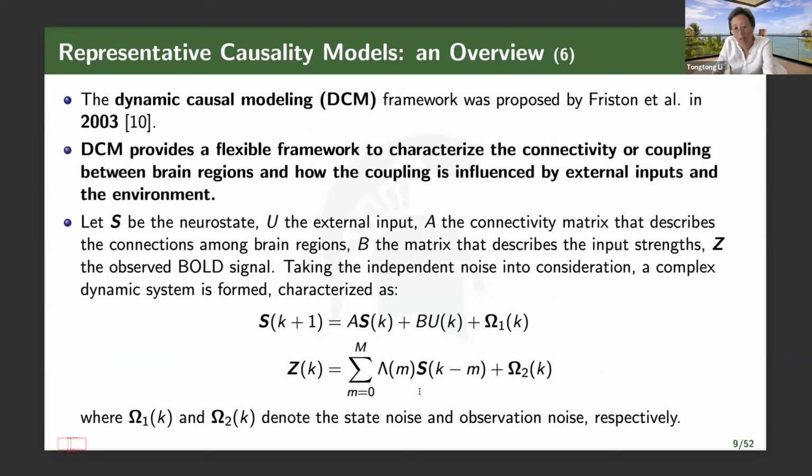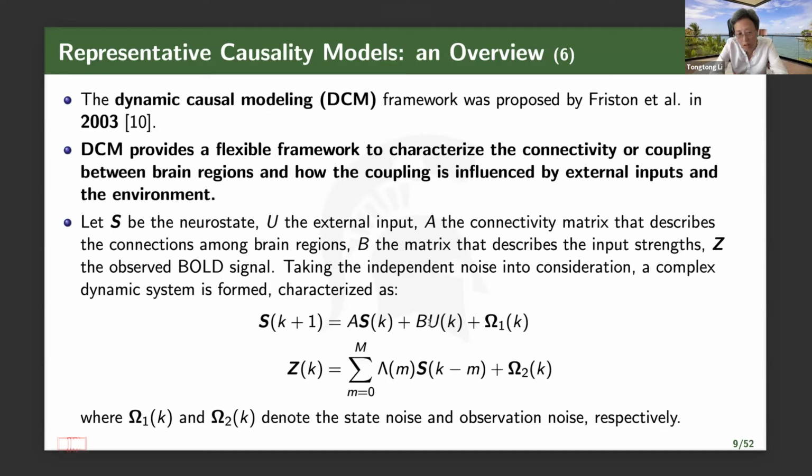And DCM is another popular model. The difference between DCM and all the other models is that it takes the external input and also the environment into consideration when we consider the connectivity between brain regions. So that is the advantage of DCM.